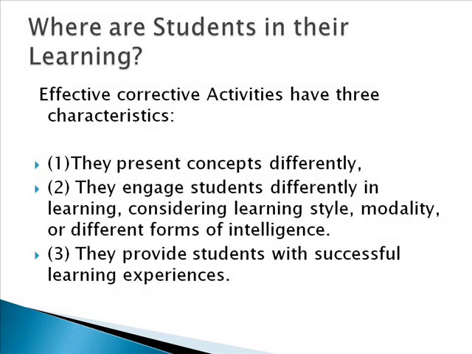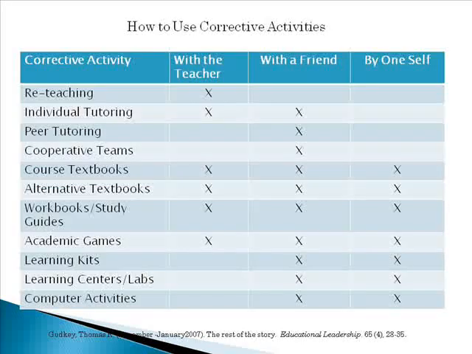If the data from the formative assessment indicates that reteaching of a concept is needed, the mentor might review effective corrective activities with the teacher. Effective corrective activities have three characteristics. First, they present concepts differently. Secondly, they engage students differently in learning, considering learning style, modality, or different forms of intelligence. And finally, they provide students with successful learning experiences.